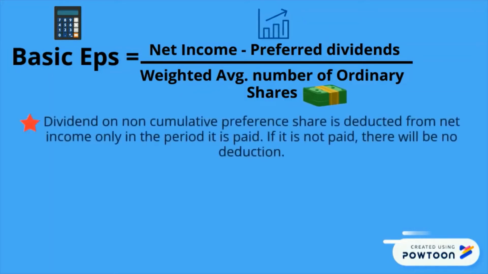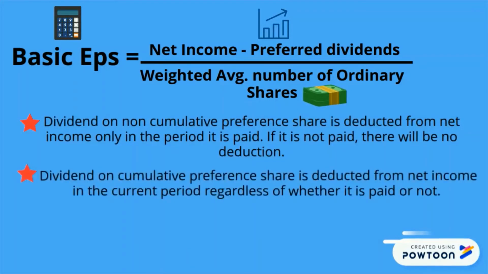Dividend on non-cumulative preference shares is deducted from net income only in the period it is paid, otherwise there will be no deduction. Dividend on cumulative preference shares is deducted from net income in the period regardless of whether it is paid or not. And the amount of preference dividends for the period does not include the amount of any preference dividends for cumulative preference shares paid or declared during the current period in respect of previous periods.